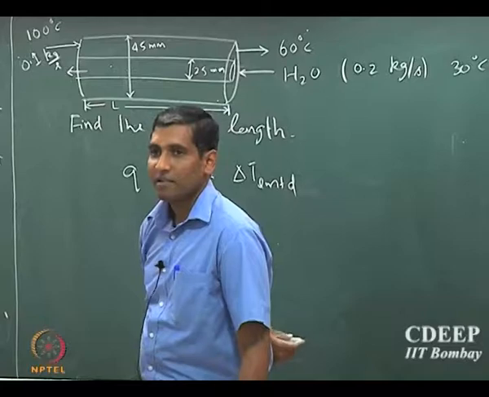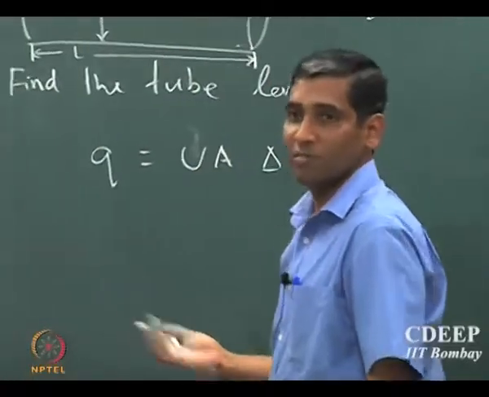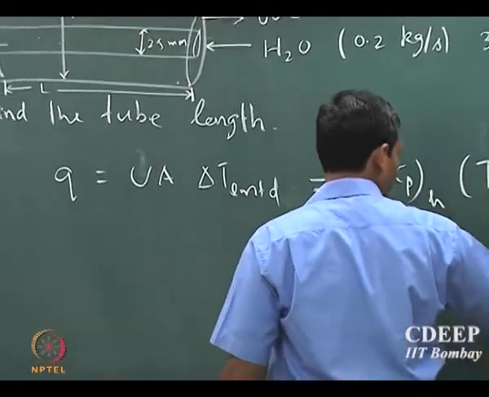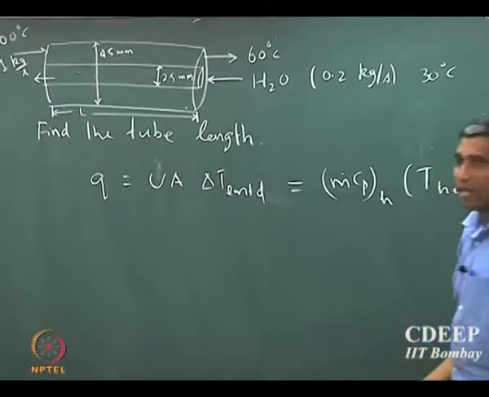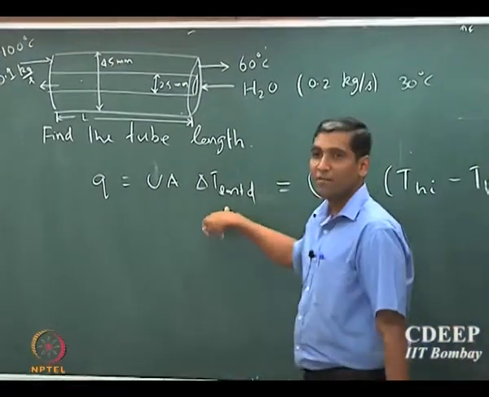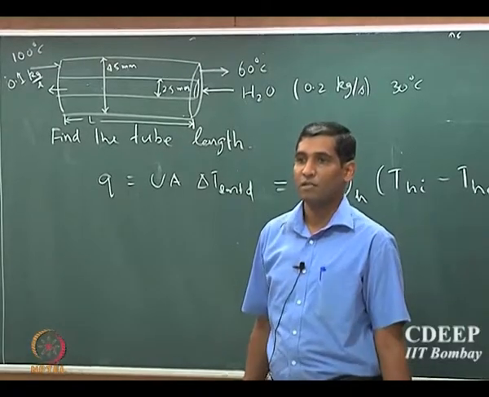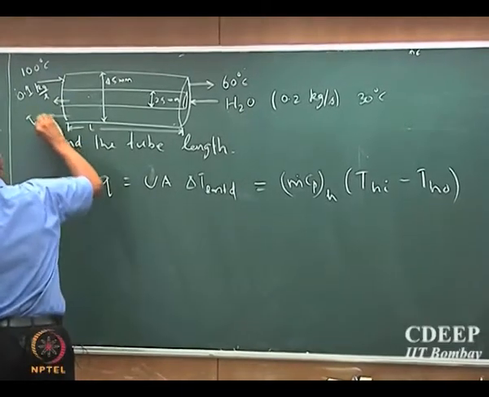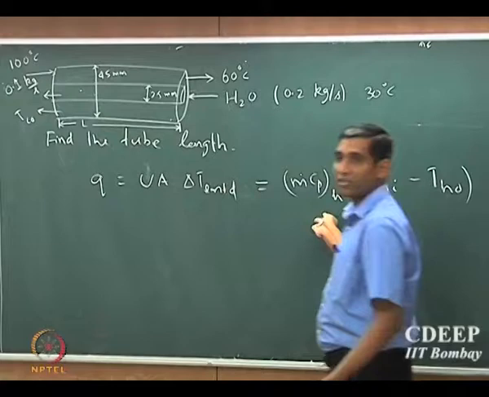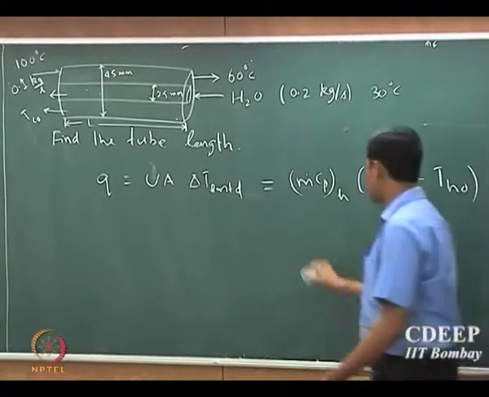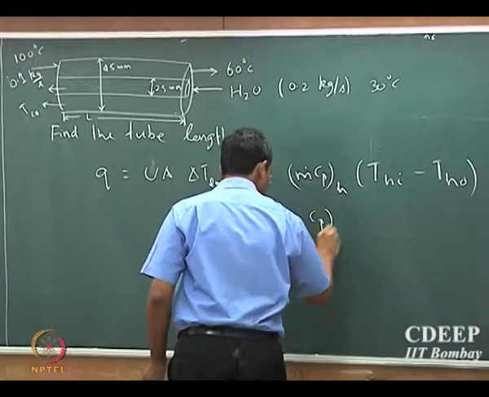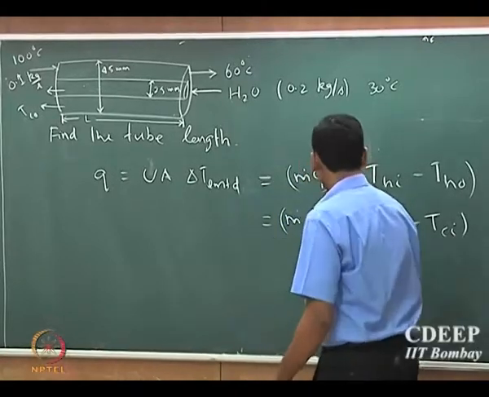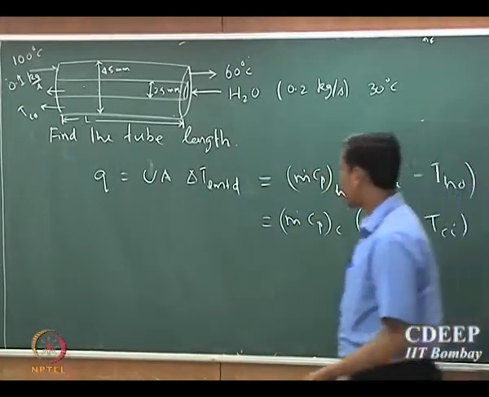Do we know Q? Yes, we know. This is equal to m dot Cp of the hot fluid into Thi minus Tho. We can calculate that. Delta T LMTD, do we know that? How? We don't know the outlet temperature of the cold fluid, but at steady state m dot Cp hot fluid should be equal to m dot Cp of the cold fluid into Tco minus Tci. Equating these two, we should be able to find out Tco.